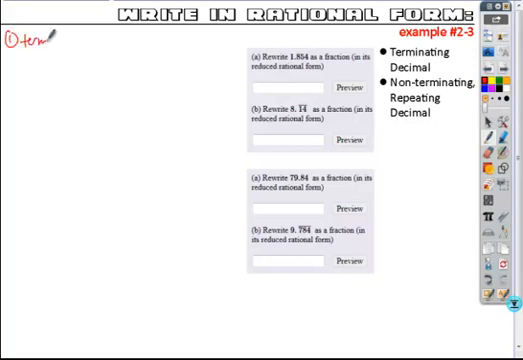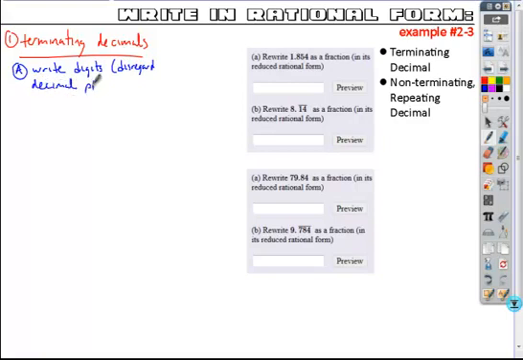So let's start with terminating decimals. If you have a terminating decimal, the steps you will use to convert it into its rational form, meaning its form as a fraction, is you're first going to start by just writing all the digits. And you're going to disregard the decimal point. So you're just going to write the digits.